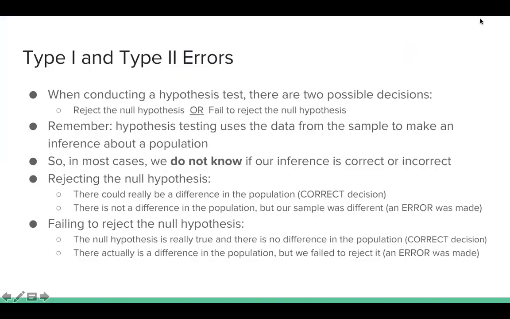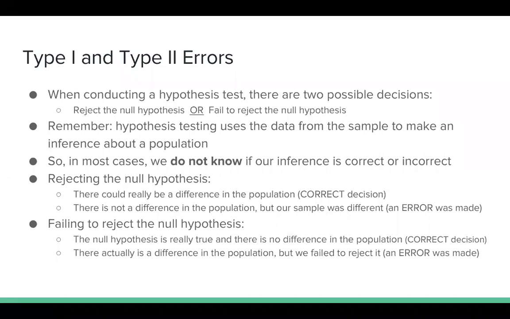Okay, so you guys did hypothesis testing. In the last lesson, you learned what a null hypothesis and an alternative hypothesis were, when to reject, and when to fail to reject the null hypothesis. And now we're going to focus more on what happens after you make that decision. Type 1 and type 2 errors can come up based on the decision you make.